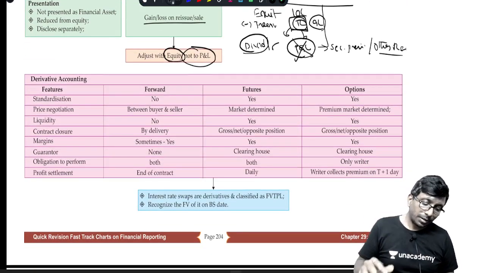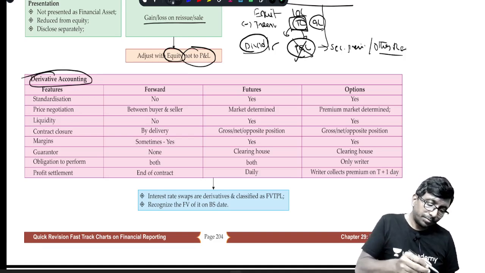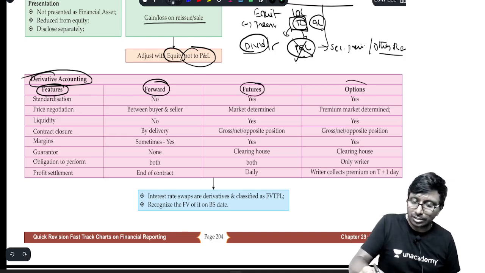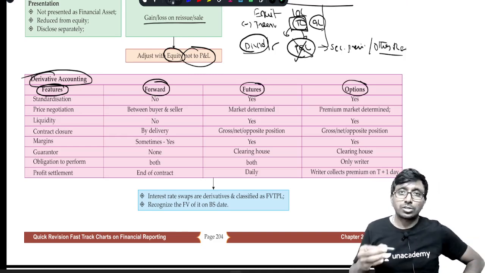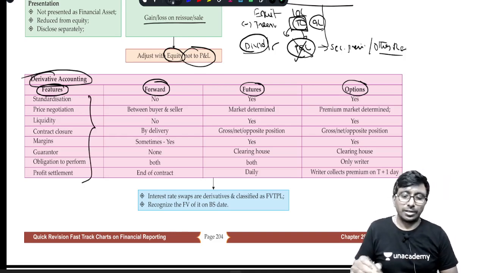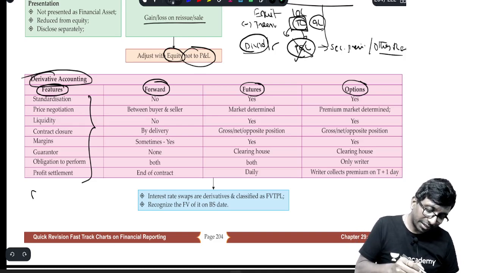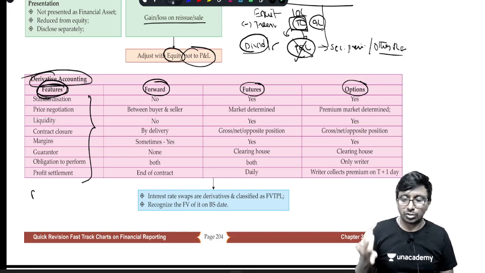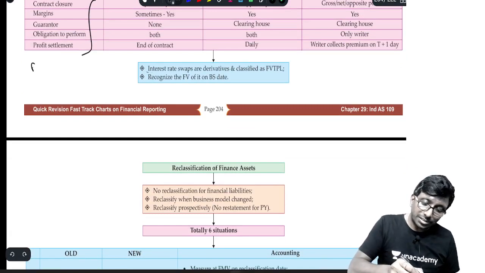Fine. See, derivative accounting. When I say derivative accounting, there is a forward contract, a futures contract, and an option contract. These things you are already very well aware of. You can please run through this; that would be sufficient. We don't need to spend time on it. These are the characteristics, or features, we have written already. Features of forward, futures, and options are given here.